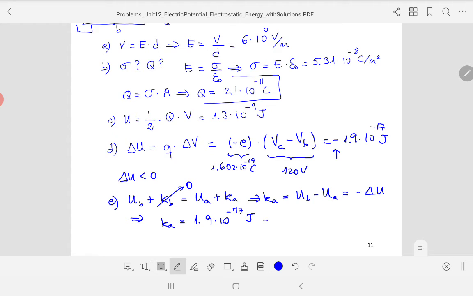So from here it's easy to calculate the speed, because we know this kinetic energy is 1/2 the mass of the electron times its speed squared. So from here we can just derive that the speed is going to be the square root of 2 times the kinetic energy at point A divided by the mass of the electron. If you look up the mass of the electron and do the maths, you find that this is 6.5 times 10 to the 6 meters per second.